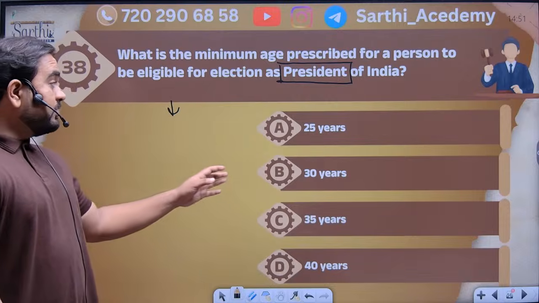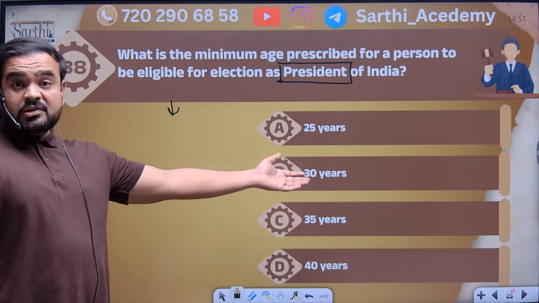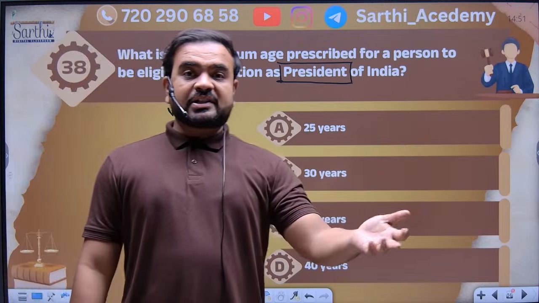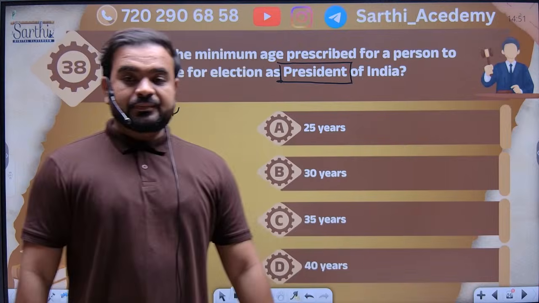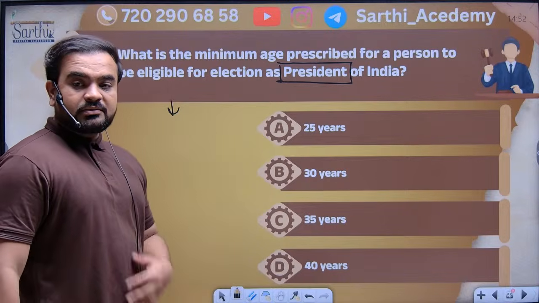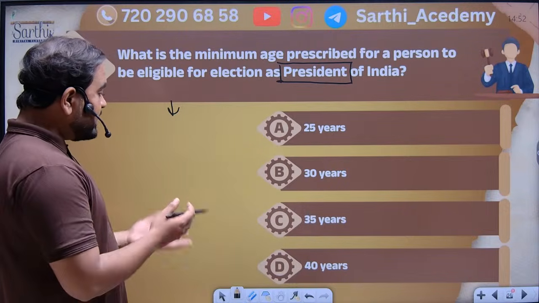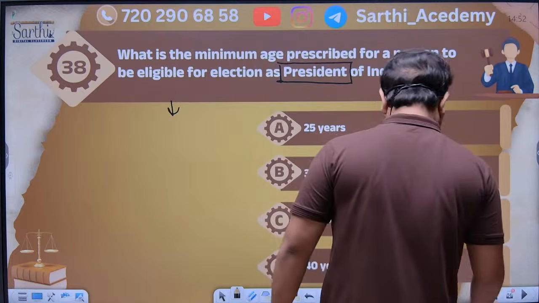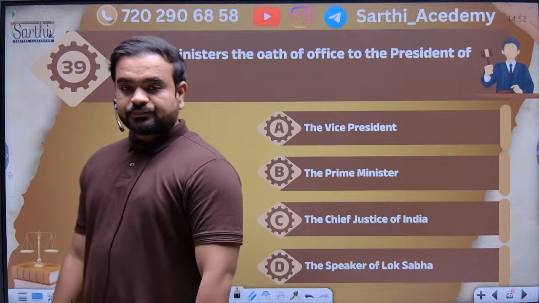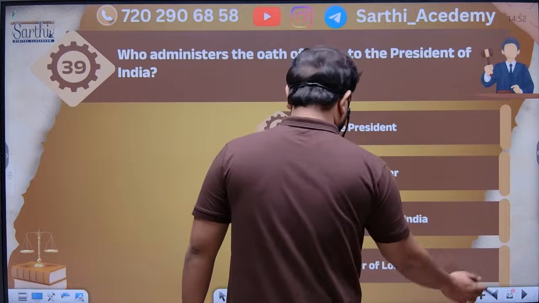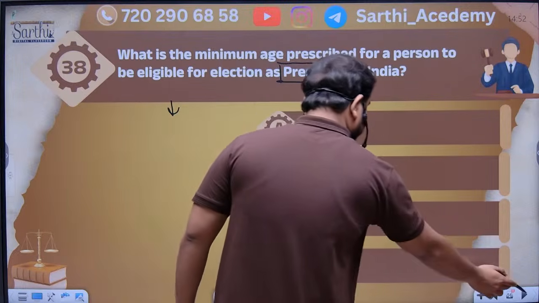You have to give this answer. I will not give the answer of such a type of question. You should know what is the minimum age criteria to become president of India. Question number 38. Please answer what is the age criteria. I hope you will give the answer. C. Everybody is saying C. And yes, you all are right.